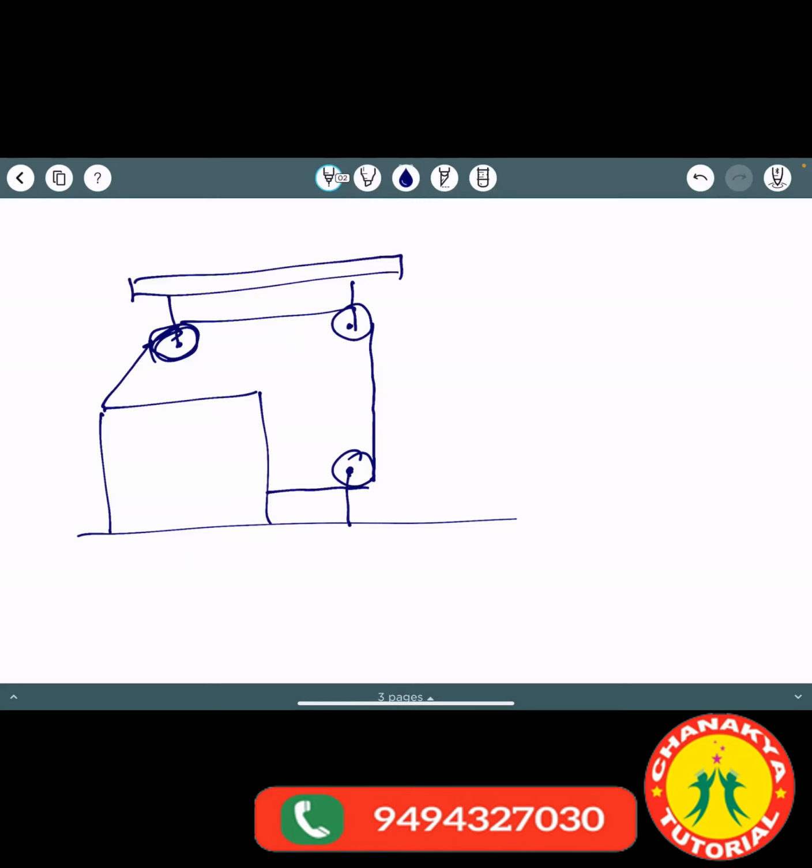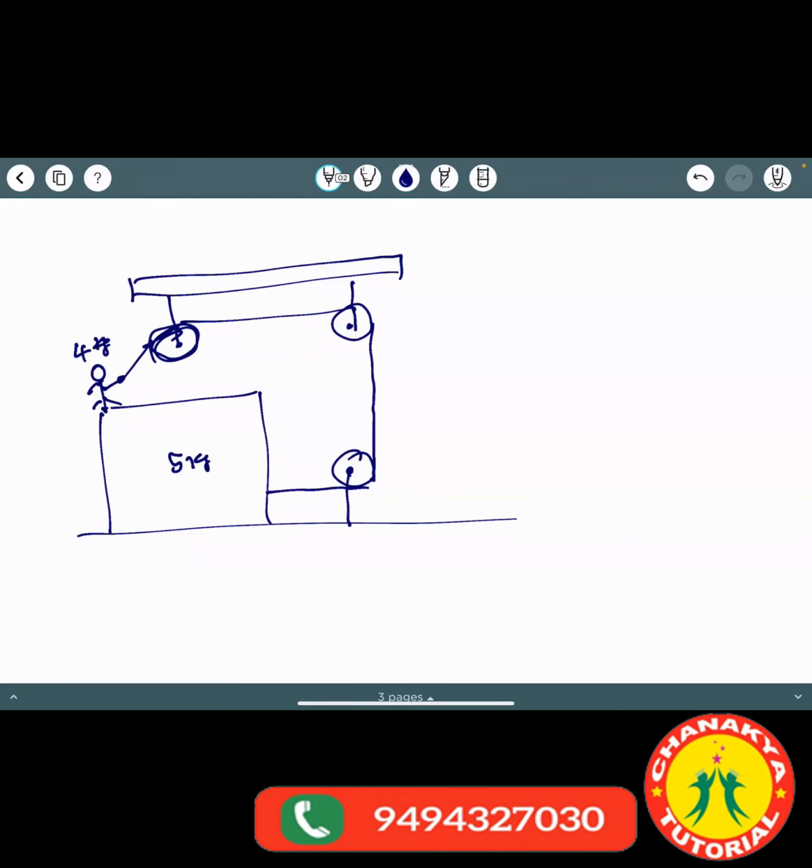So this is not connected here. Let me just erase this one. Yeah, there is a man here who is pulling the string. The question says a boy of mass 4 kg is standing on a piece of wood having mass 5 kg. So this has 5 kg mass, the boy has 4 kg mass.